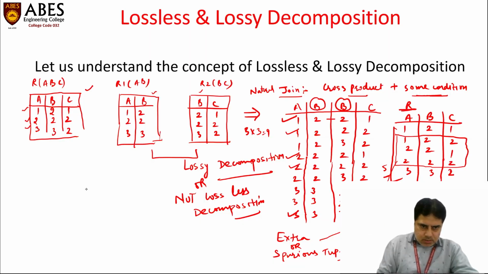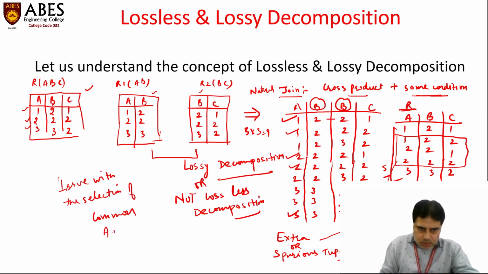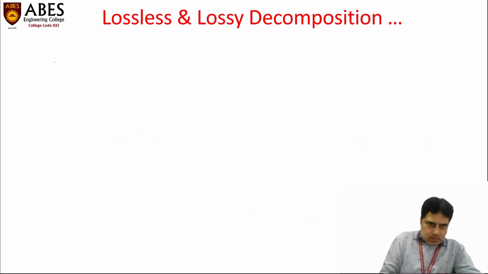So here is the issue with the selection of the common attribute. Now we will take A attribute as the common attribute. Now in the same example, we will decompose the table R into two parts, R1 as AB and R2 as AC.